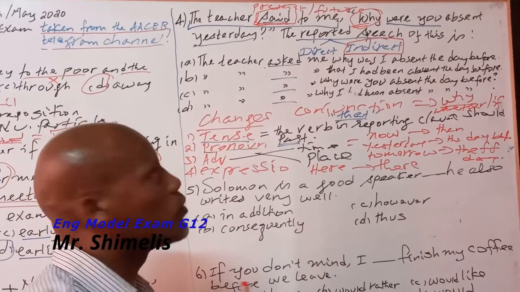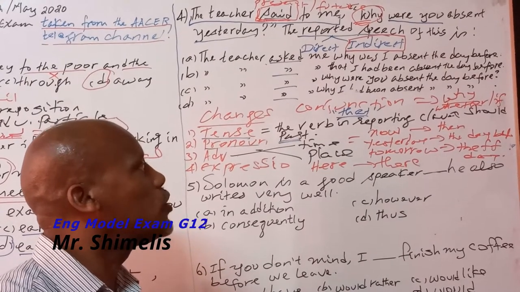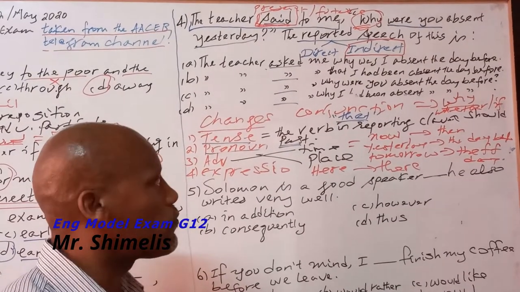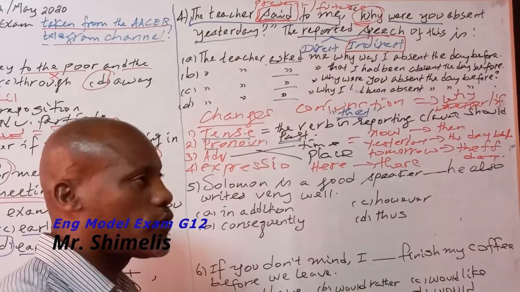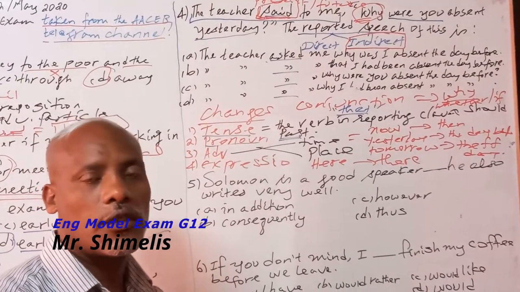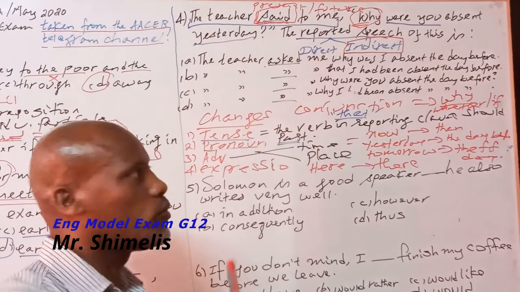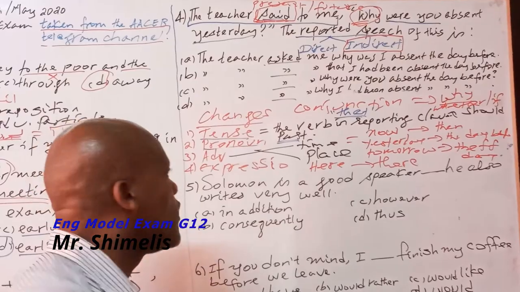For statements which are ordered or imperative statements, we change to infinitive, okay? We change to infinitive. For example, if I say, she said, "Shut the door." And when we report the sentence, we say, she told me to shut the door. So we change it to infinitive.